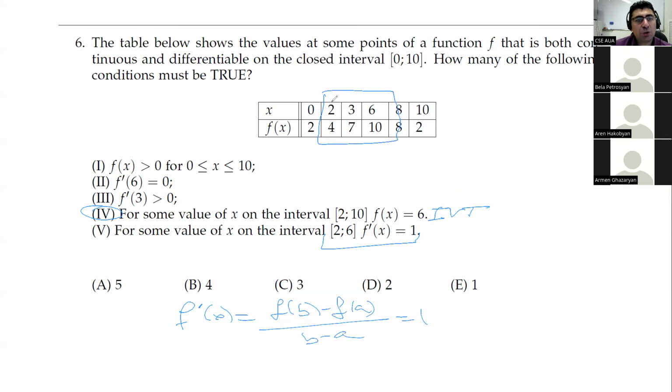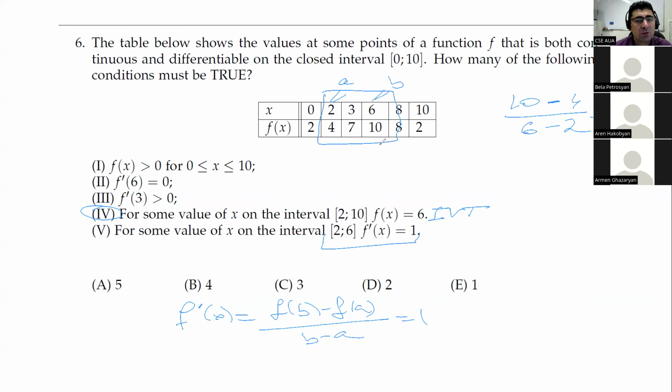For example, let's choose 2 as a and 6 as b, and let's see what's going on. f(b) is 10 minus 4, divided by 6 minus 2. 10 minus 4 is 6, over 4. No, it's not 1.